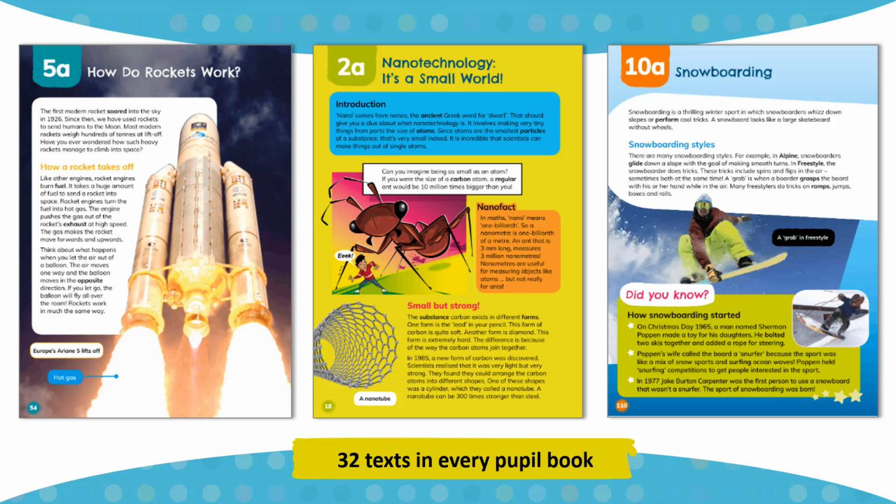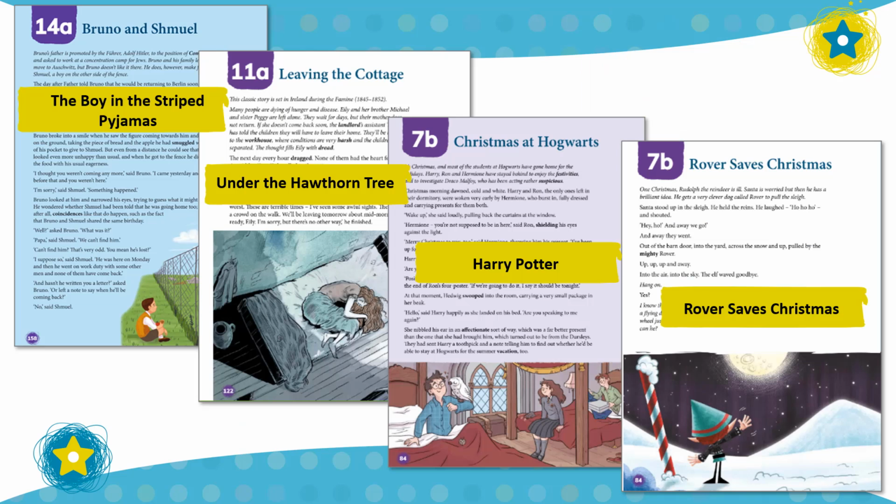Each combined reading and skills book contains 32 texts, which means you have fresh content every week with topics that are of high interest to children. There are also several extracts from popular and classic novels.